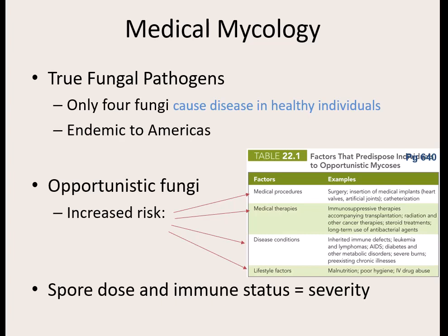Now, how many spores get in your body, the spore dose, whether through inhalation or open wounds, and how healthy your immune system is are the 2 factors that determine how severe your fungal disease is. If you get a high amount of spores and you have a weak immune system, you're probably going to have a pretty severe fungal infection. If you get a few spores in and you're pretty healthy, you're probably not likely to have the most severe side effects of the different fungal diseases.